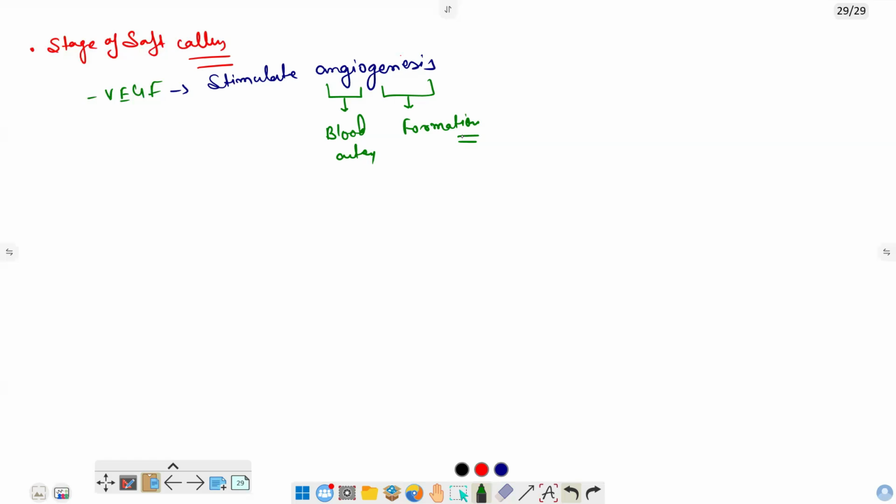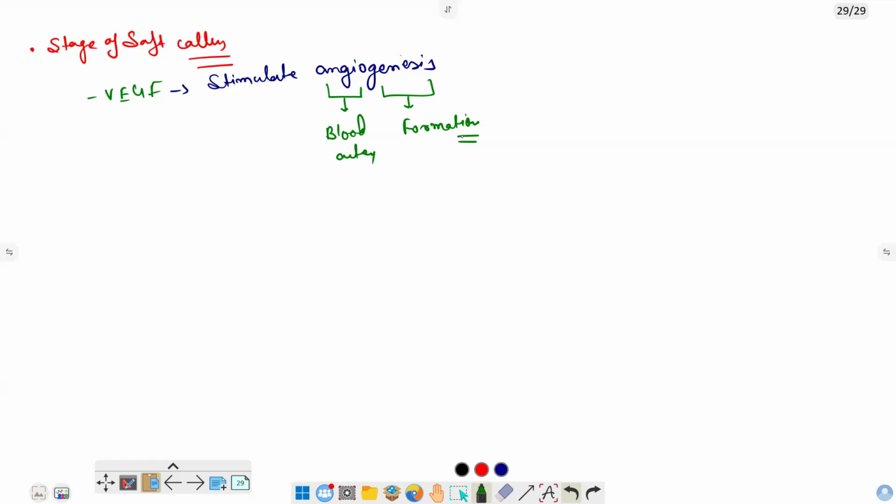As the name indicates, vascular endothelial means the endothelial cell that is going to form vascularity in that particular area. VEGF: vascular endothelial, the endothelial cell that will lead to the vascularity. Vascularity means the blood flow in that particular area. Growth factor means the maturation of that particular point. So VEGF will ultimately stimulate angiogenesis, the regeneration and the formation of the blood arteries in that particular area.